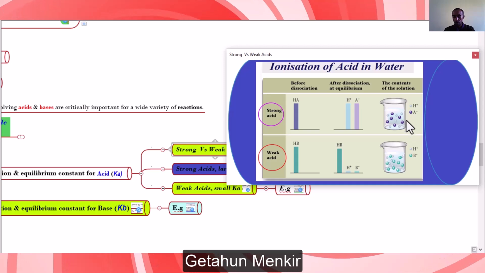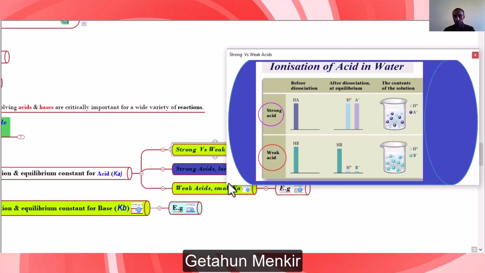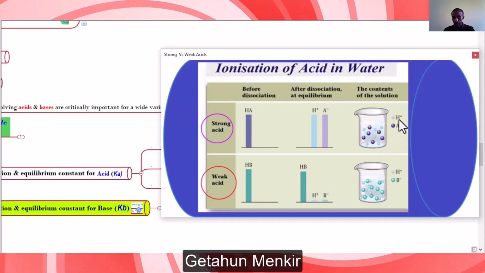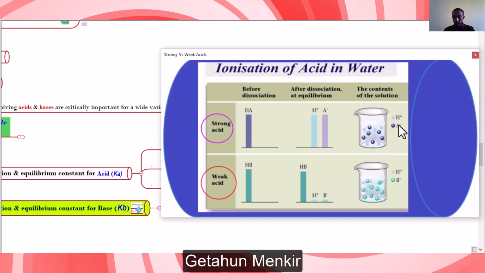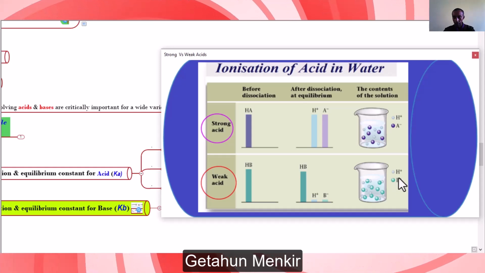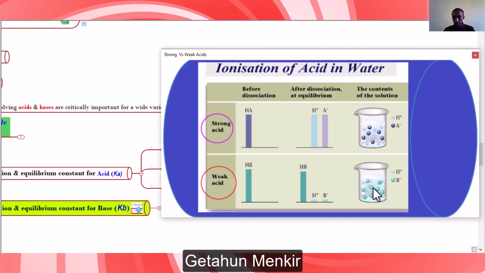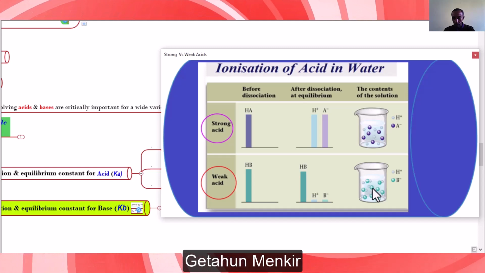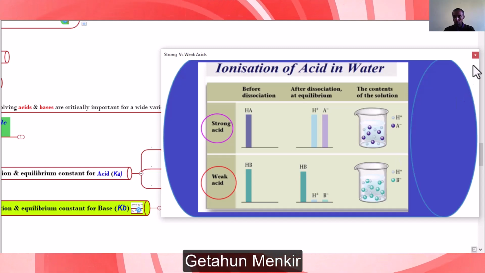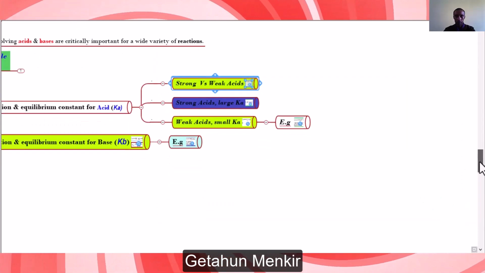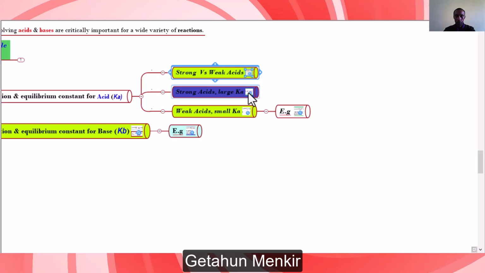Similarly, you can see from this diagram that here we have completely dissociated H plus and B minus, but here we have some H plus and B minus dissociation with the presence of HB, the undissociated one. So this is the concept of the strong acid and the weak acid. You can interpret the concepts similarly for bases.